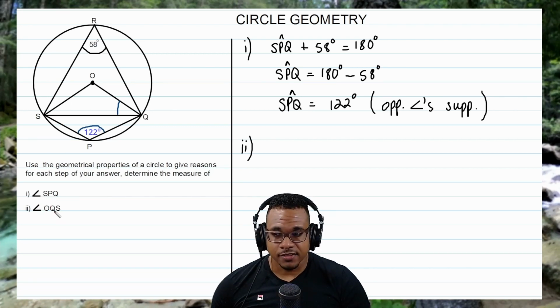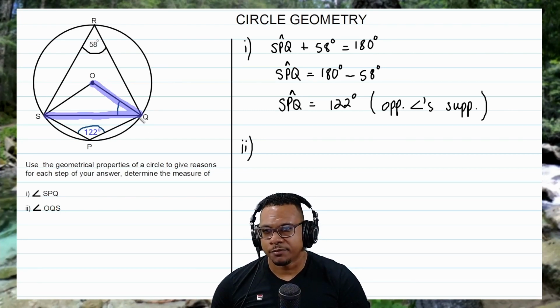So the vertex of the angle is at Q. OQ is an arm and QS is the other arm. And the vertex is at Q. That's why this is the angle we want to find the measure of.